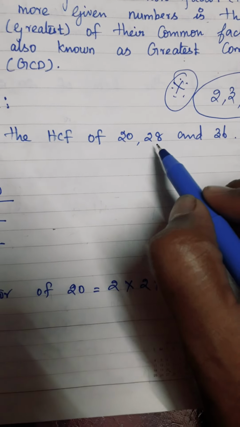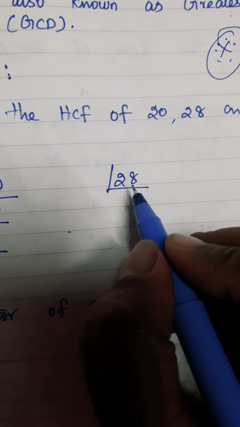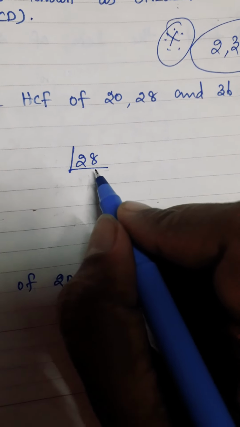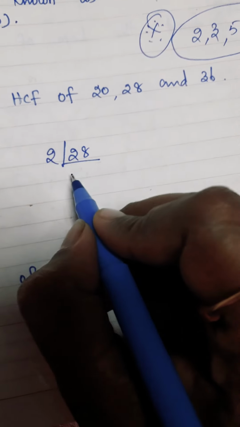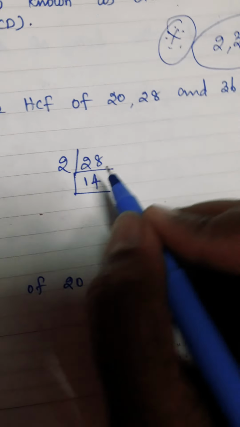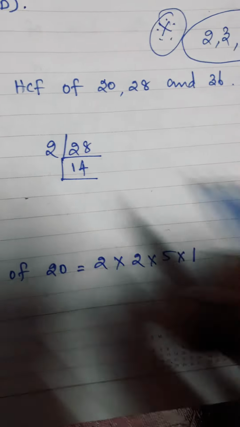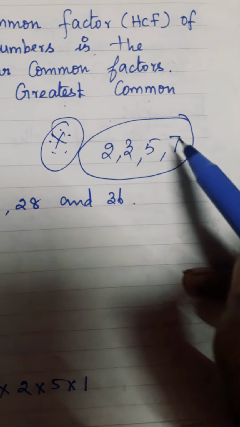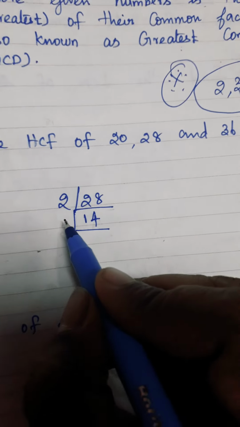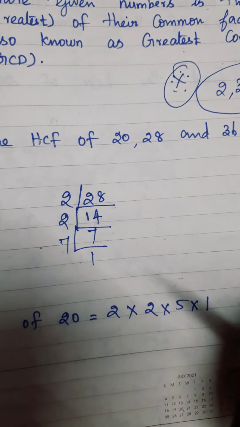Then see the next one, 28. See the ones place. Here the ones place is 8. Select the table. The 2 table can divide this number 28. Yes, definitely. So select the 2 table. 2 ones are 2, 4 twos are 8. Then again the 2 table and the 7 table. 2 and 7 can divide this 14, isn't it? But first select the 2 table. So 7 twos are 14. Then 7 is a prime number, so keep it as it is, 7 ones are 7.